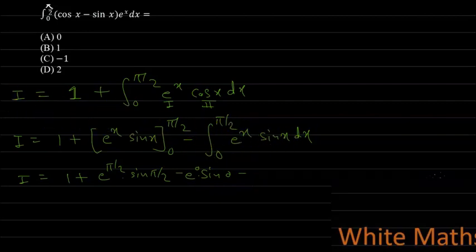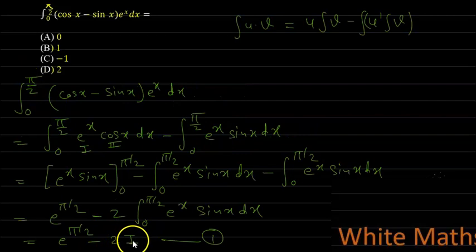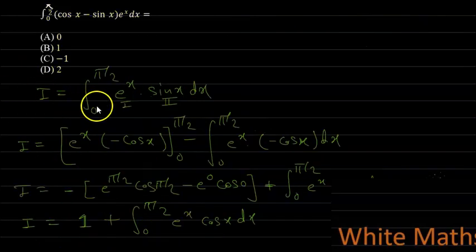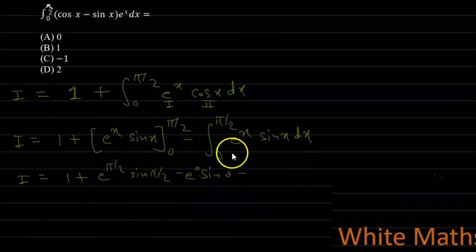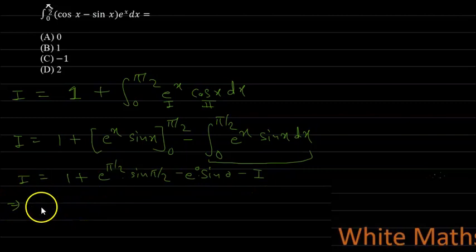This, from equation first, the I is e to the power x dot sin x dx. That means in place of this, I will become, now take this I to the left side, then this becomes 2I is equal to, the value of sin pi by 2 is 1, this will become e to the power pi by 2, and sin 0 is 0. Consider this is equation second.